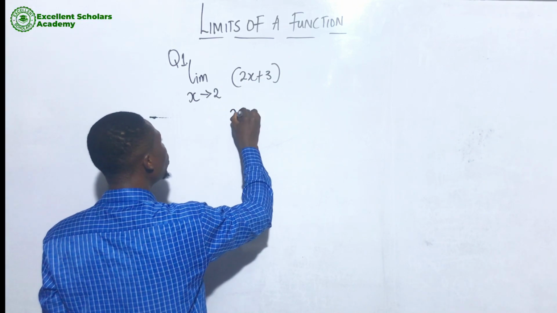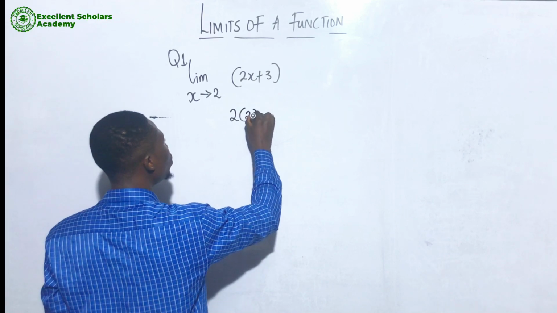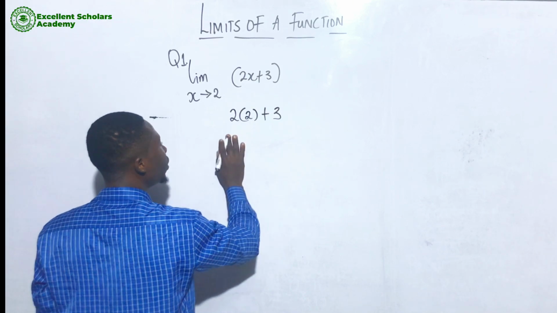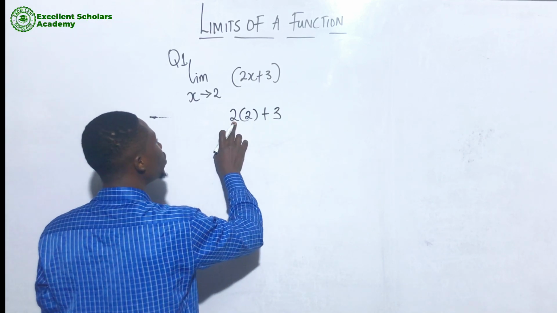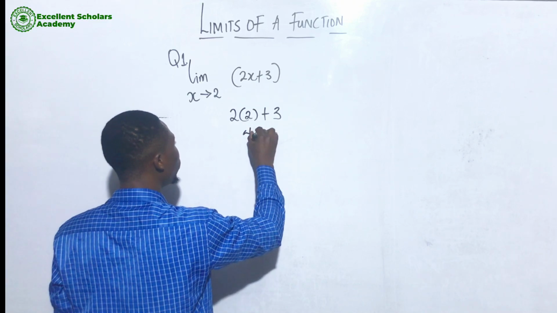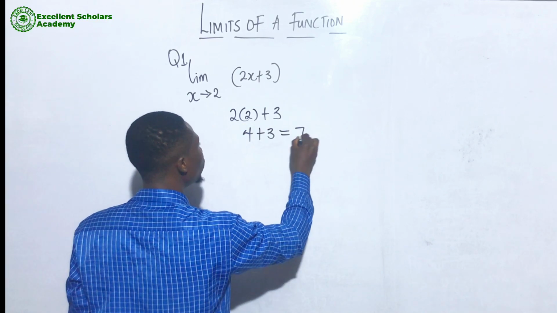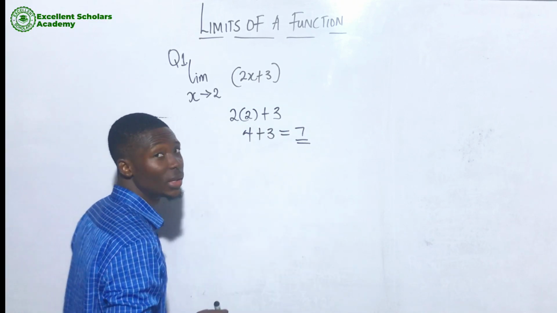So it becomes 2 into bracket 2, plus 3. So this becomes 2 times 2, that gives you 4, plus 3, which gives you 7 finally. So 7 is our answer.